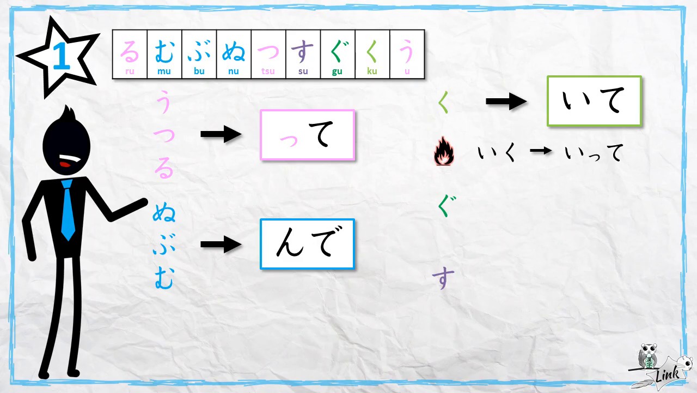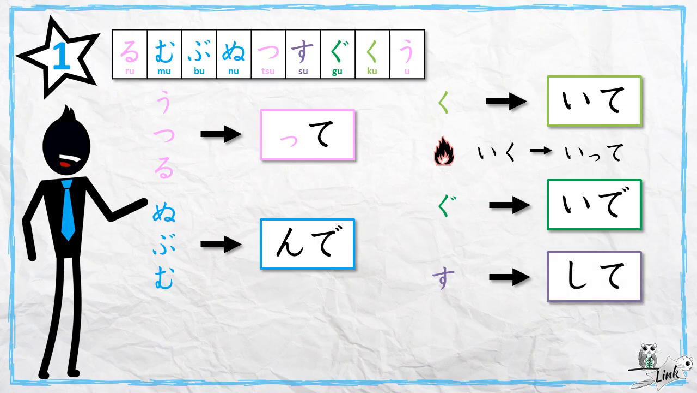Maybe you can guess this one now that you know that ku becomes ite. Just add the ten. Ku becomes ite, so gu becomes ide. Finally, for all the verbs that end with su, you replace su with shite. By the way, if you leave the te form like that, without connecting it to anything, you can use it to make an informal request to a friend or a family member.